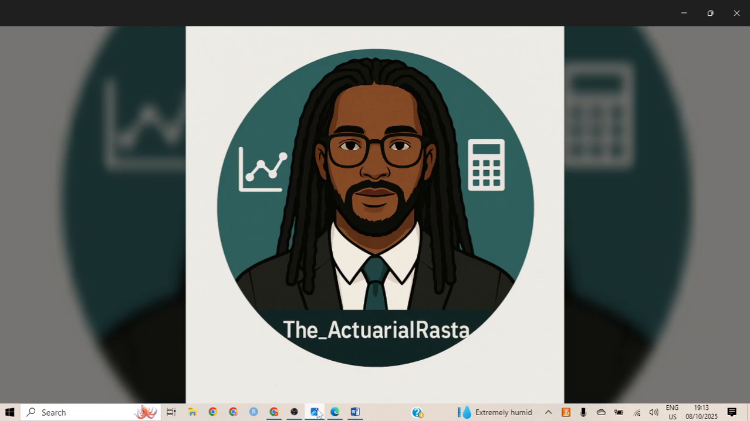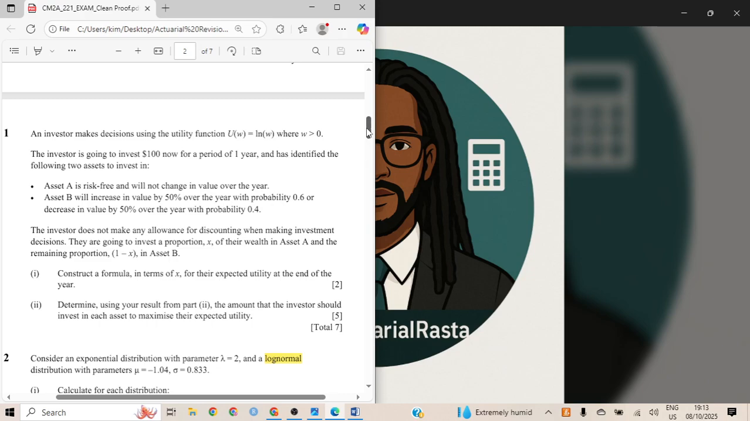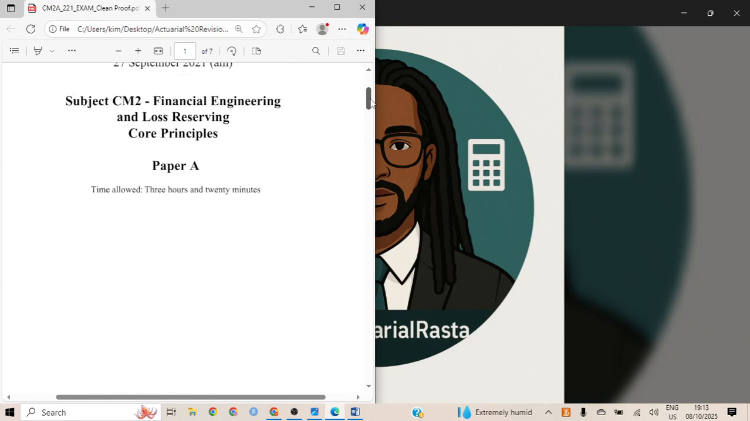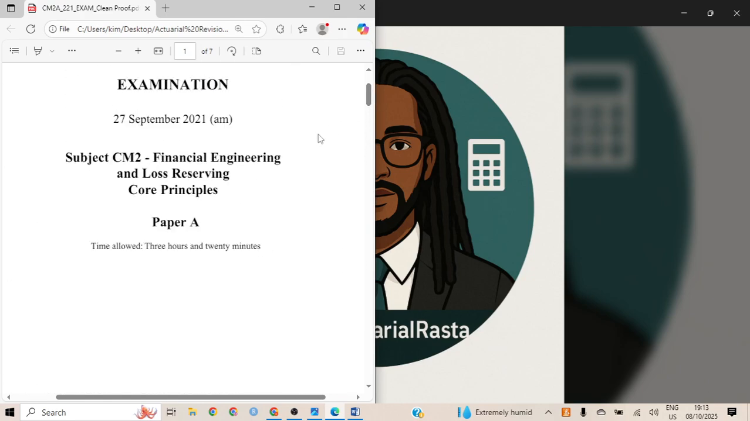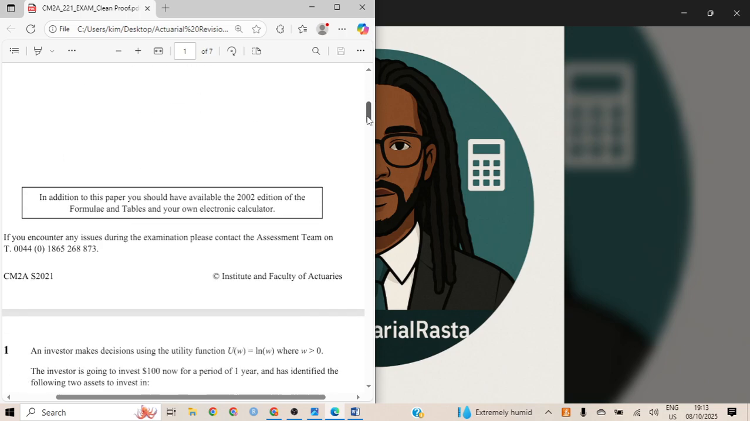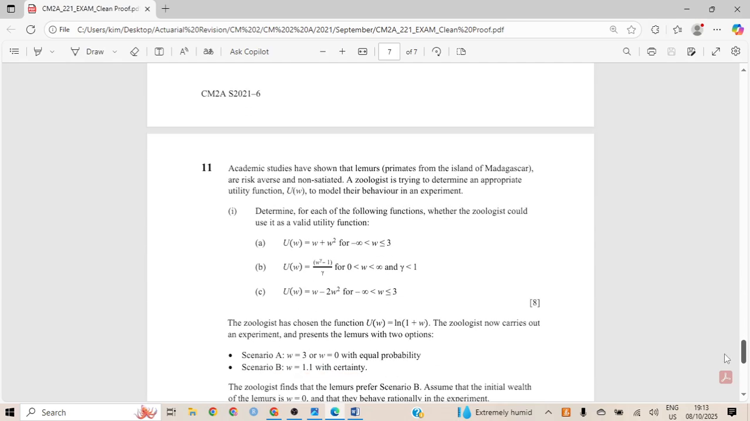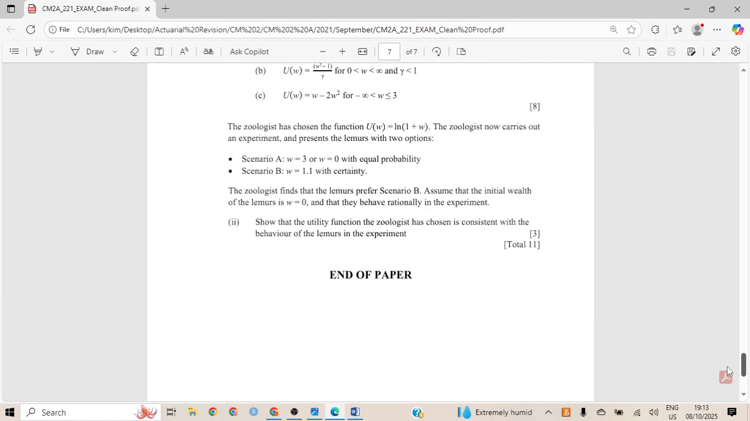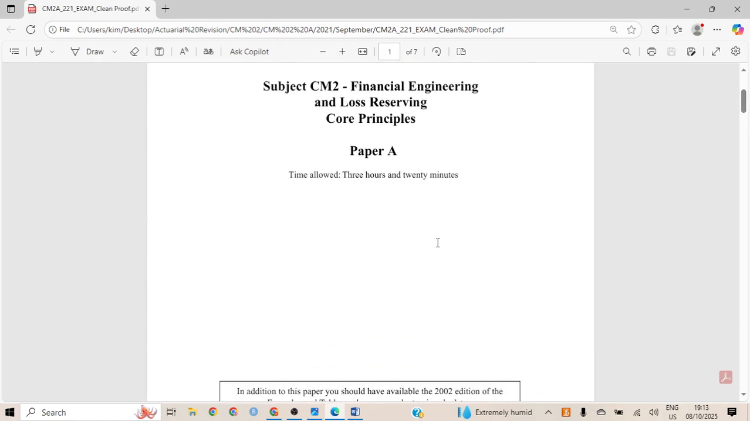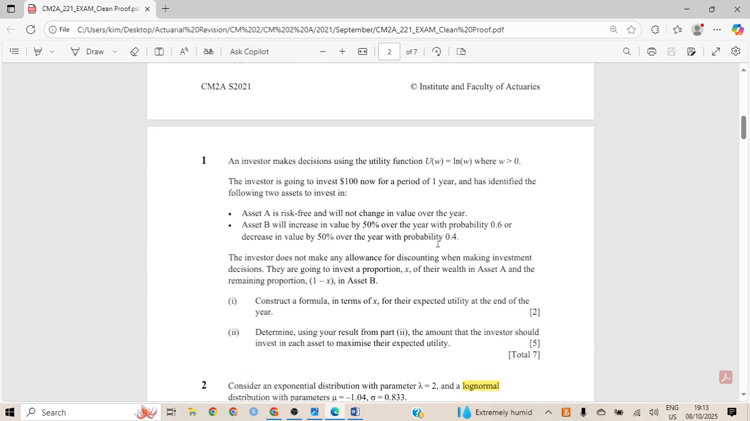In this series, we are still working on utility theory, and today we'll be looking at the September 2021 exam. In this exam, there are two questions on utility theory, question 1 and the very last question, question 11, carrying a total of 18 marks. So this goes to show you how important it is to master this question. So we'll just read the question.